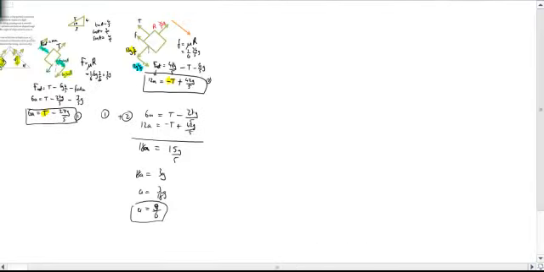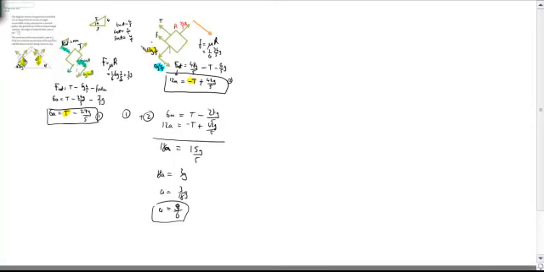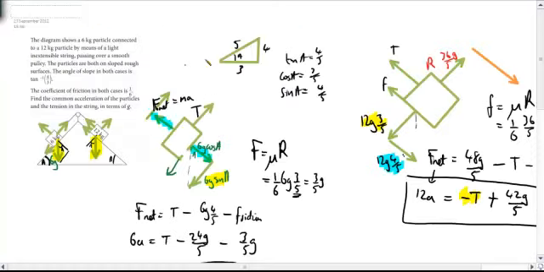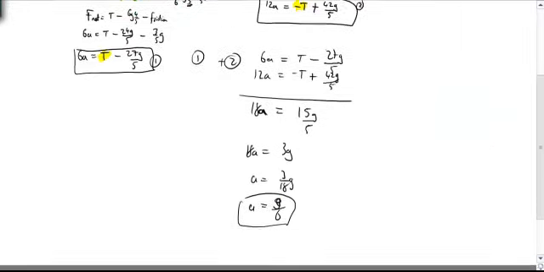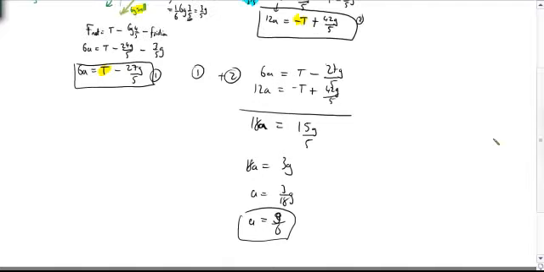I'll just zoom out so we can see the whole thing there. The question was to find the common acceleration of the particle and the tension in terms of g. We've got the common acceleration is g over 6. Tension is very easy to work out then. We can use either of them. We might as well use this one here. So sub in g over 6. So we get 6 times g over 6 is equal to T minus 27g over 5.